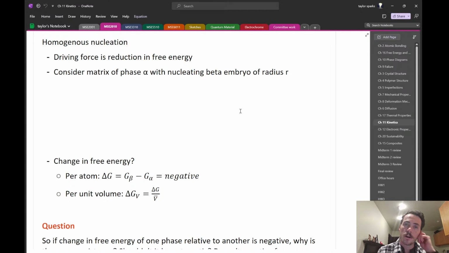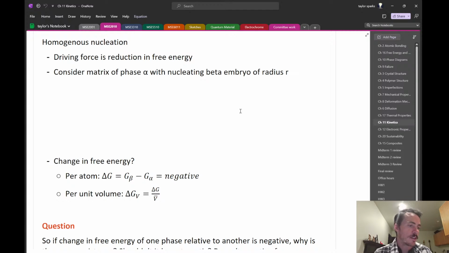Interfaces are dangling bonds, and so that's going to cost us energy. The ratio, however, of the volume of material that is nucleated to the surface area is going to be different depending on the size of the material. So in a heterogeneous one, it's going to be the cap of a sphere. In homogeneous, it's going to be an entire sphere. So there's a different ratio.